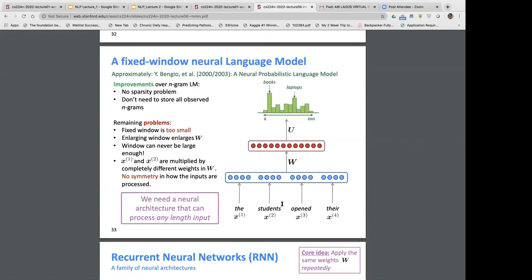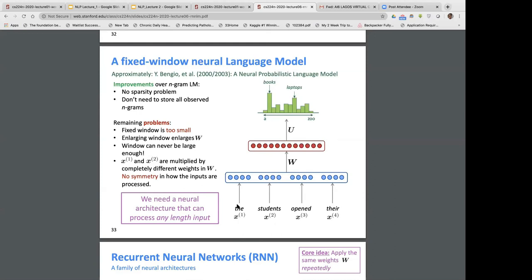There's no symmetry. When I say that we're trying to predict something based on what has come before, there should be a symmetry between each of these inputs. There should be a way where that D contributes to students, students contribute to open, open contributes to DIA, so that it encodes all this information and gives us the next word. But then there's no symmetry.